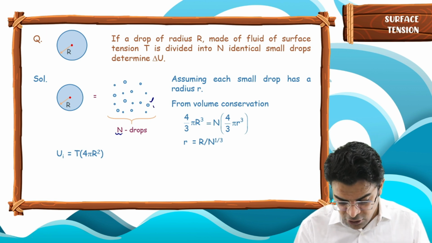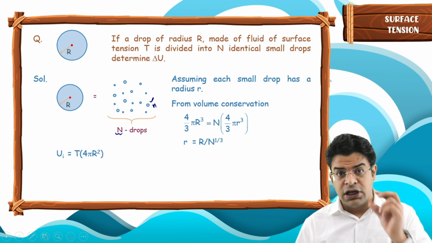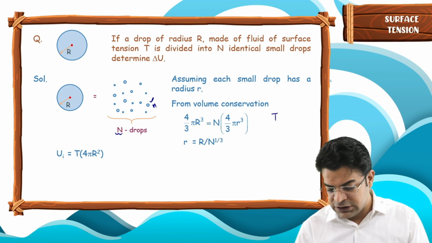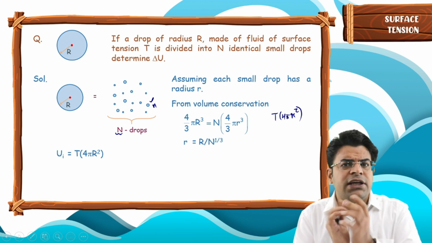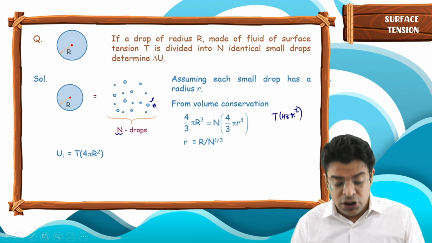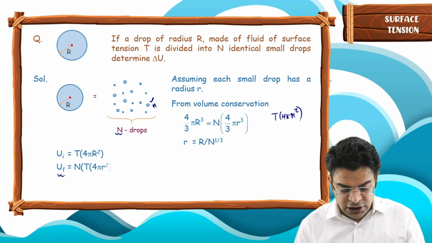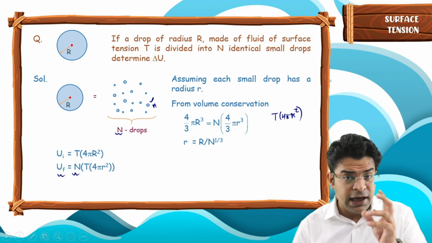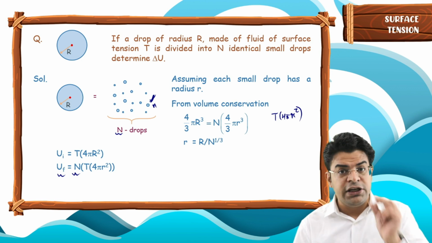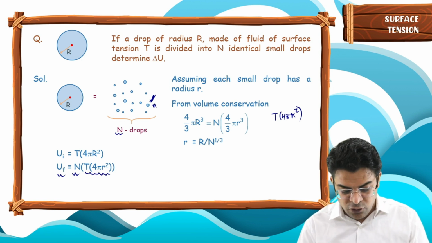For each drop here of radius small r, the surface potential energy will be surface tension into 4 pi into small r square. Surface tension times surface area. But there are n drops. So you will write the final surface potential energy to be n times the surface potential energy of each small drop. That will be T into 4 pi r square.